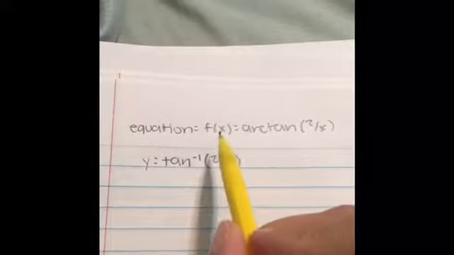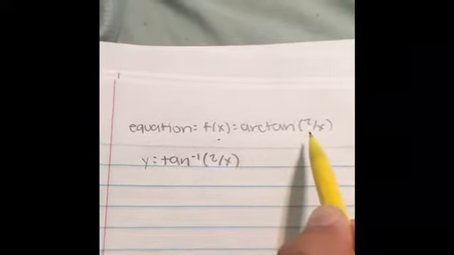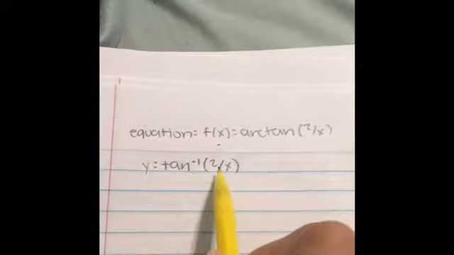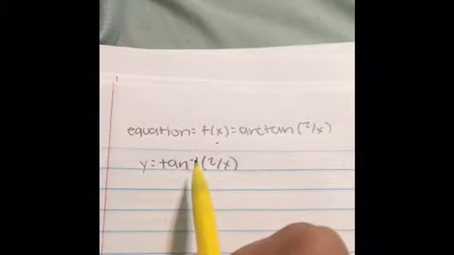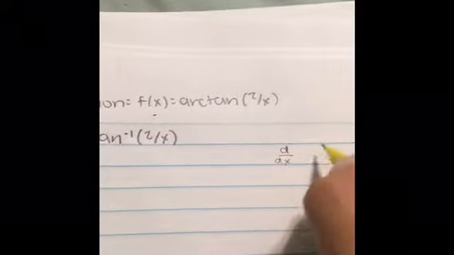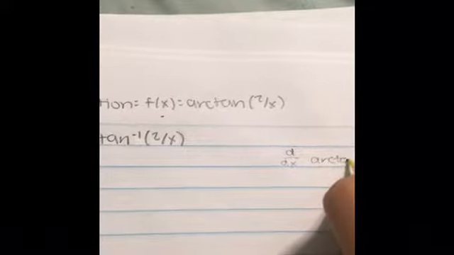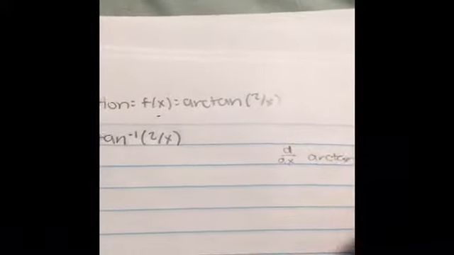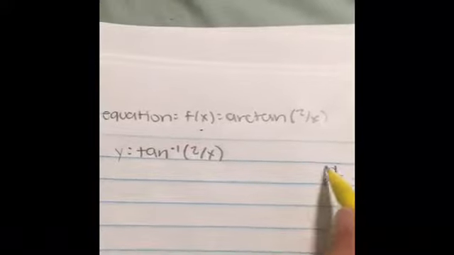So my equation is f of x equals arctangent times 2 of x. And I rewrote it as y equals the inverse of tangent times 2 of x, so that would be a little bit easier to work with. First of all, we know that the derivative of arctangent equals 1 over 1 plus x squared. But we want to know how we got to that conclusion.